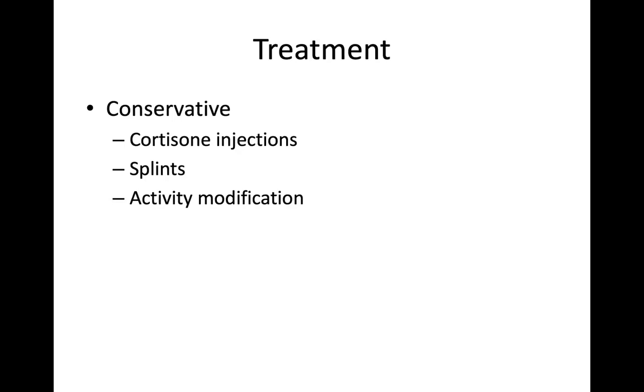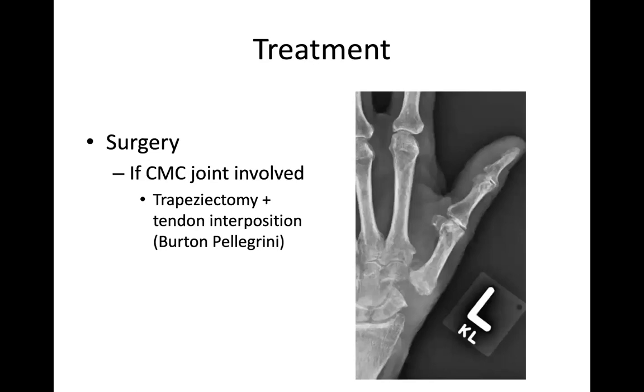So again, you can start off with conservative management. Cortisone injections help. It's a very difficult joint to get into; it's very small and quite deep. But even if you just inject around the area, it tends to help. You can splint them, and then obviously activity modification.